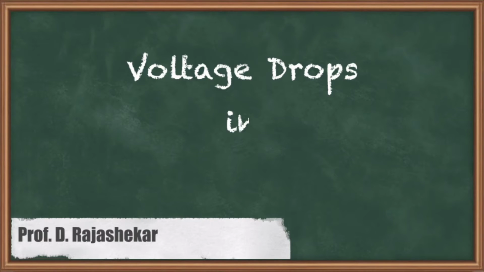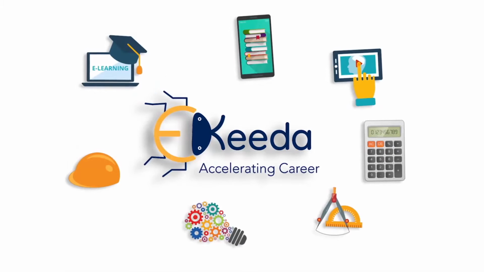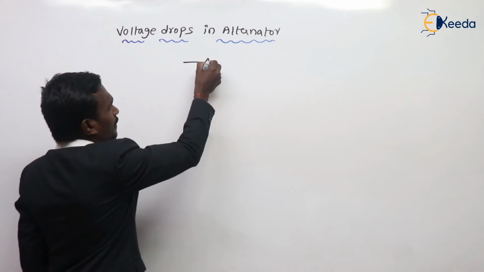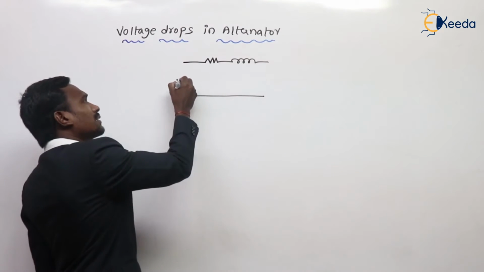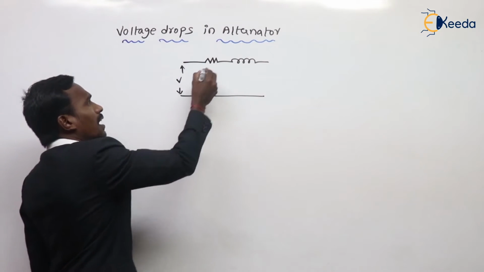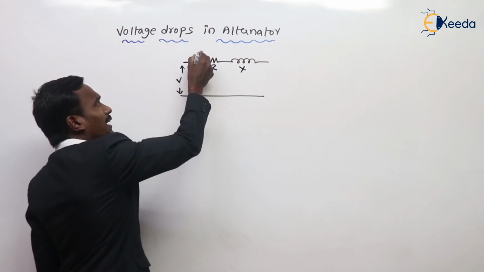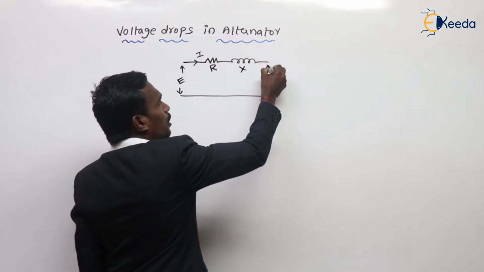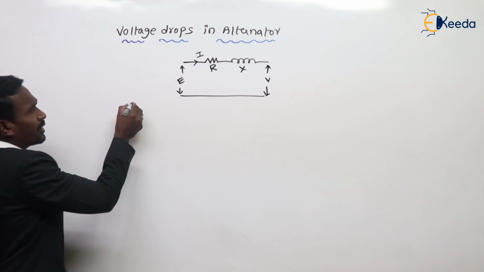Hi friends, in this video, our topic is voltage drops in alternator. In general, for example, this is my alternator diagram. This is the supply voltage V, and this is total resistance and total reactance. And here the current is I. Sorry, this is induced EMF E. And this is the load voltage V. Then what is the equation here?